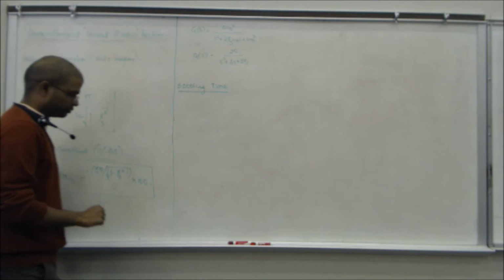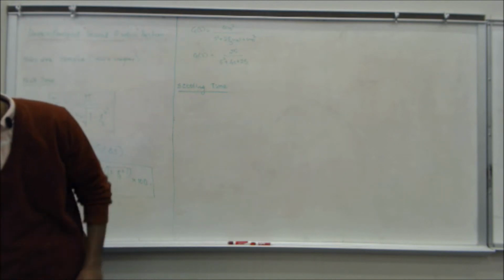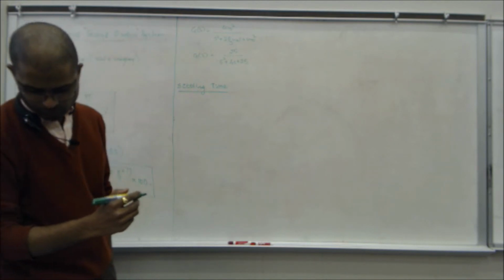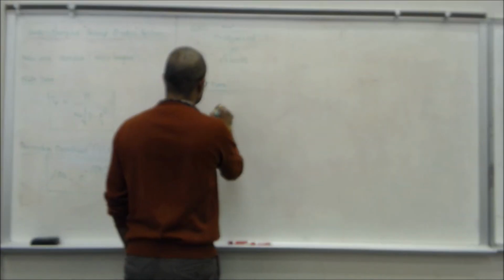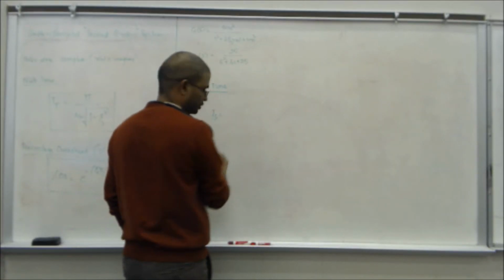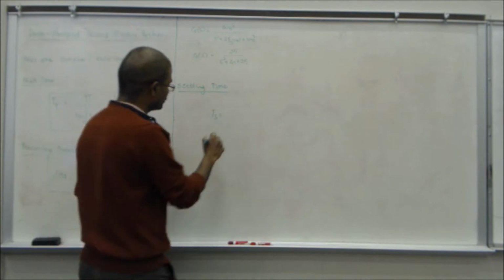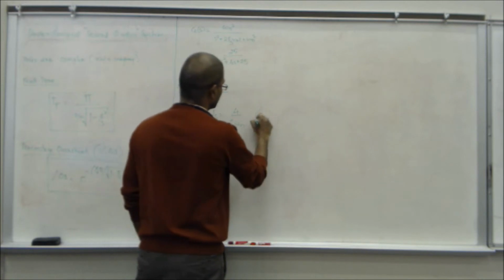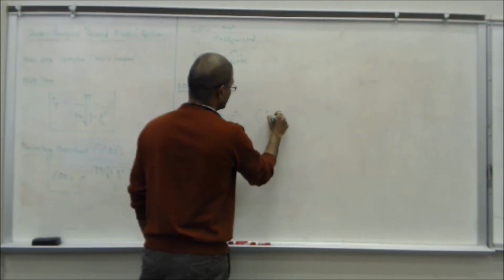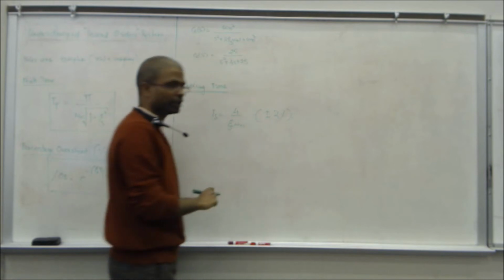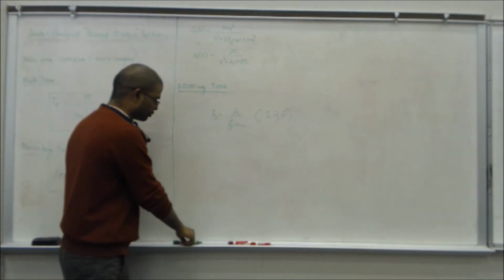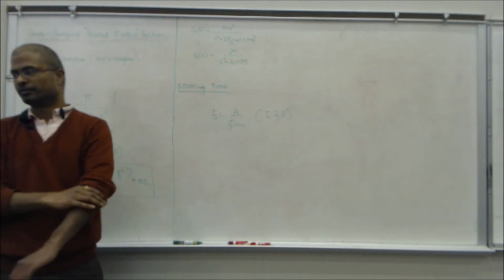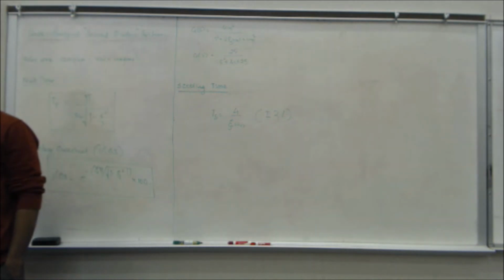The formula for settling time is Ts equal to 4 over zeta omega n, and this is for plus or minus 2%. You can actually change this. It depends on the system you're designing. In fact, I can show you here.